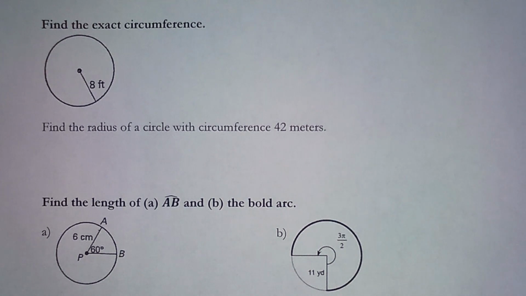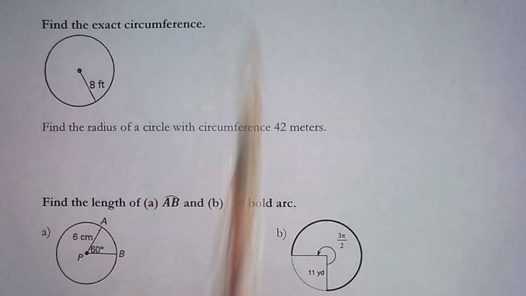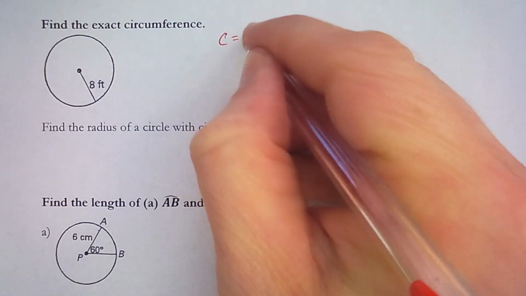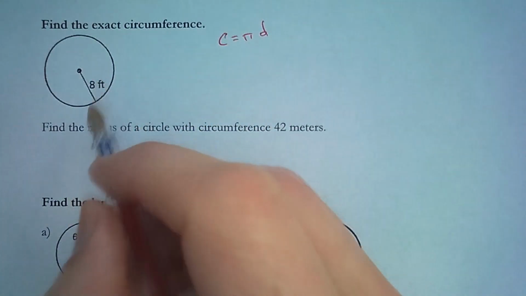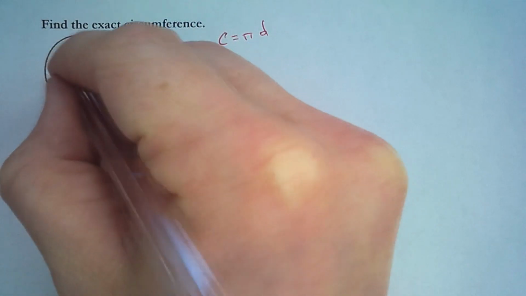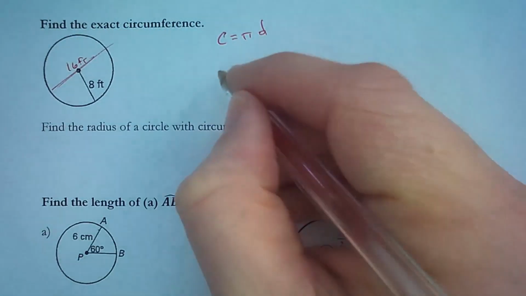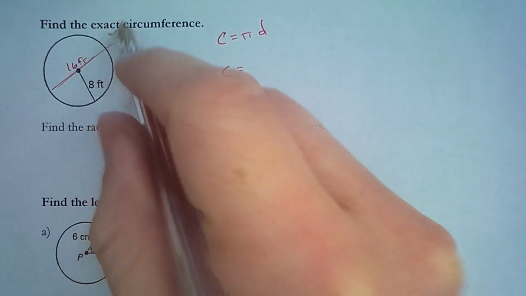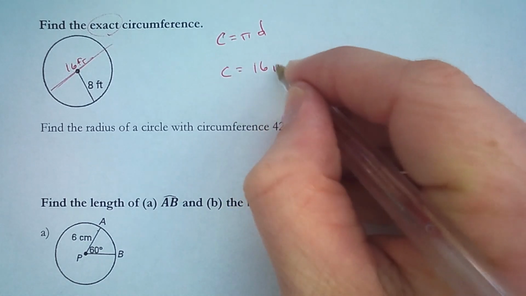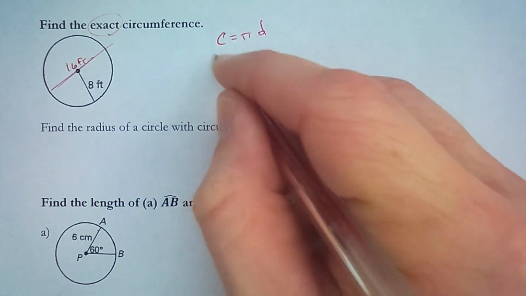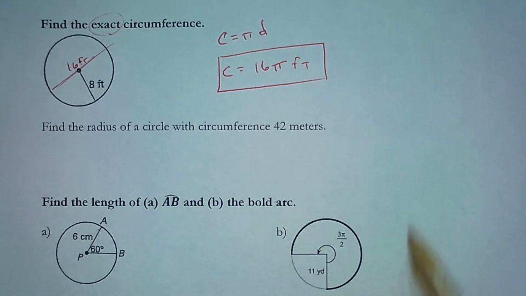We'll finish our review now with circumference and area. Find the exact circumference. So remember, circumference is pi times diameter, and the diameter here is 16 feet. So the circumference in exact form is 16 pi feet. Okay, we don't actually multiply by pi for an exact answer. We would multiply by pi in our calculators if we were getting an approximate answer.